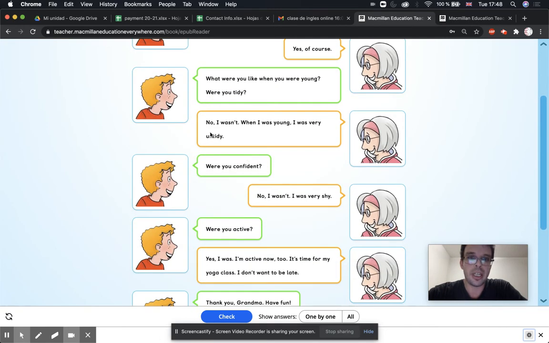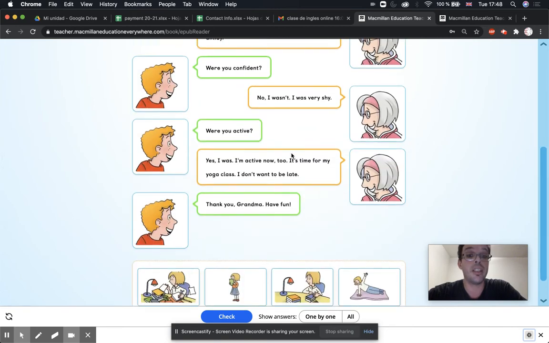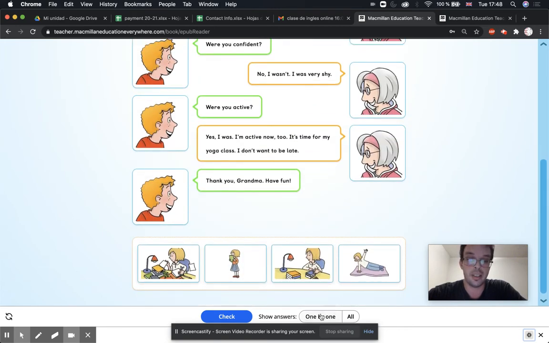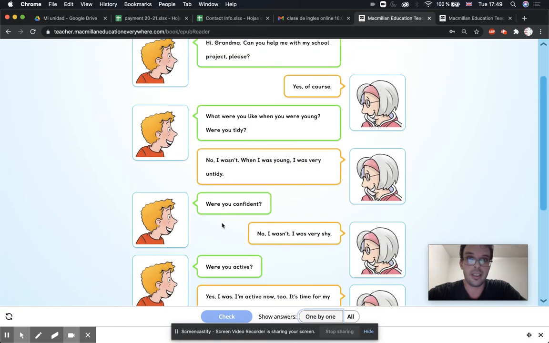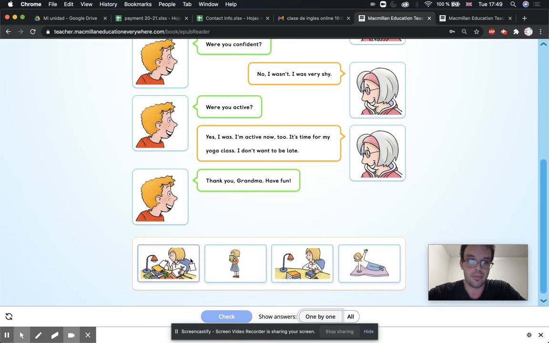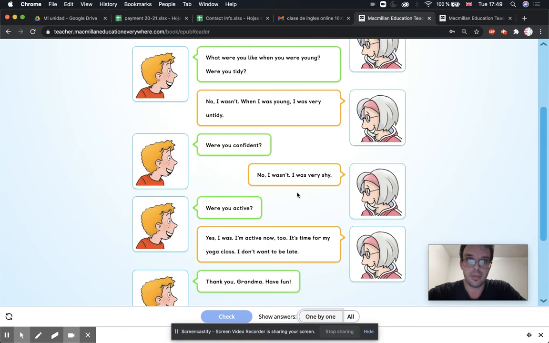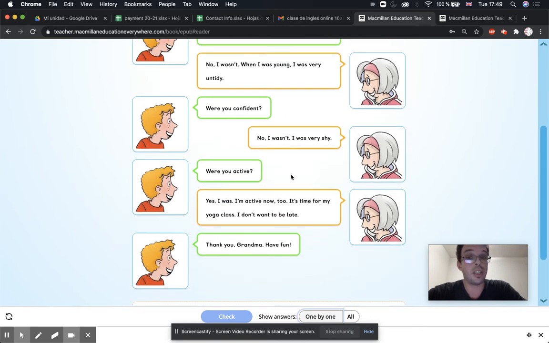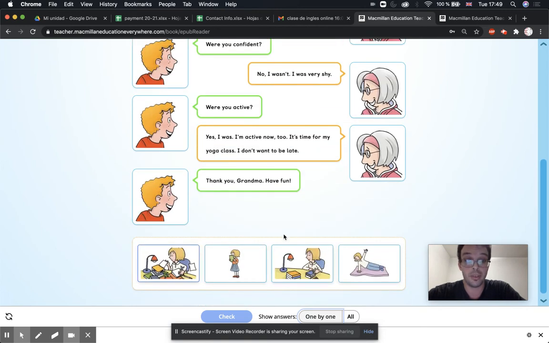He says, "Were you tidy?" He says, "No, I wasn't. When I was young, I was very untidy." Just like here. Untidy. Okay. And he says, "Were you confident?" And she says, "No, I wasn't. I was shy." Tímida. So she was shy.